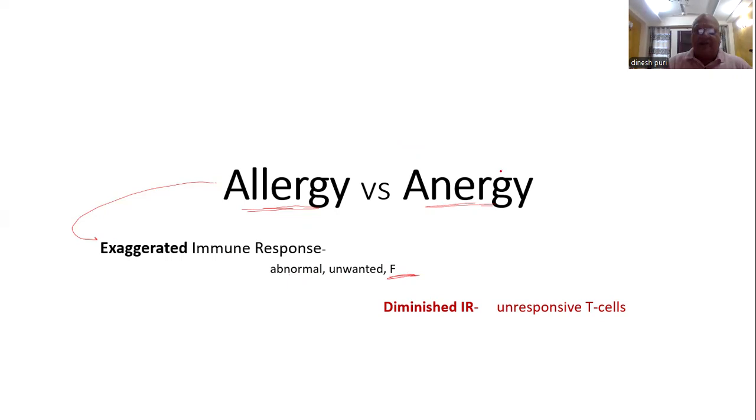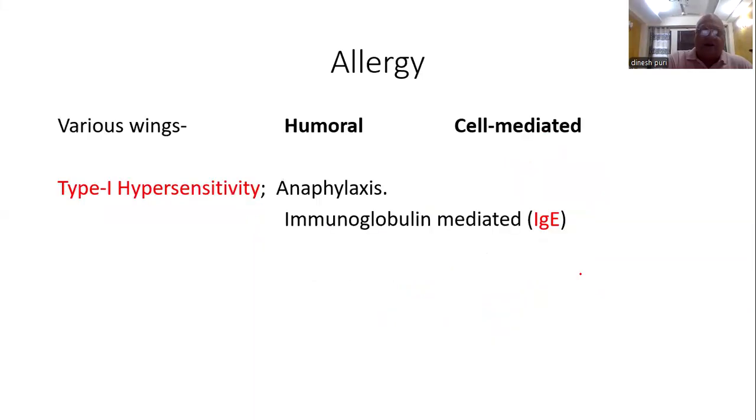By contrast, anergy is a diminished immune response. The T lymphocytes, the T cells which lie at the heart of all immune responses, for example T helper cells, become unresponsive to antigenic stimuli, antigenic stimulation. So first, allergy को हम consider करते हैं.